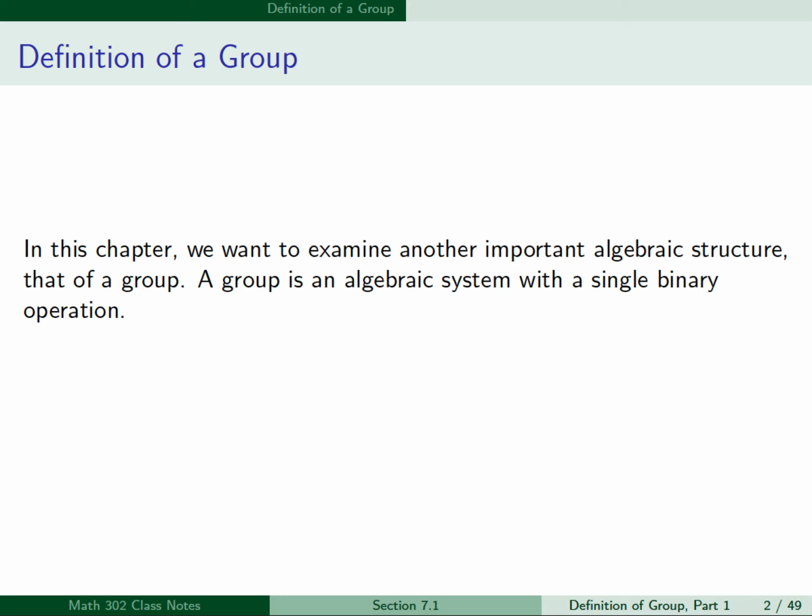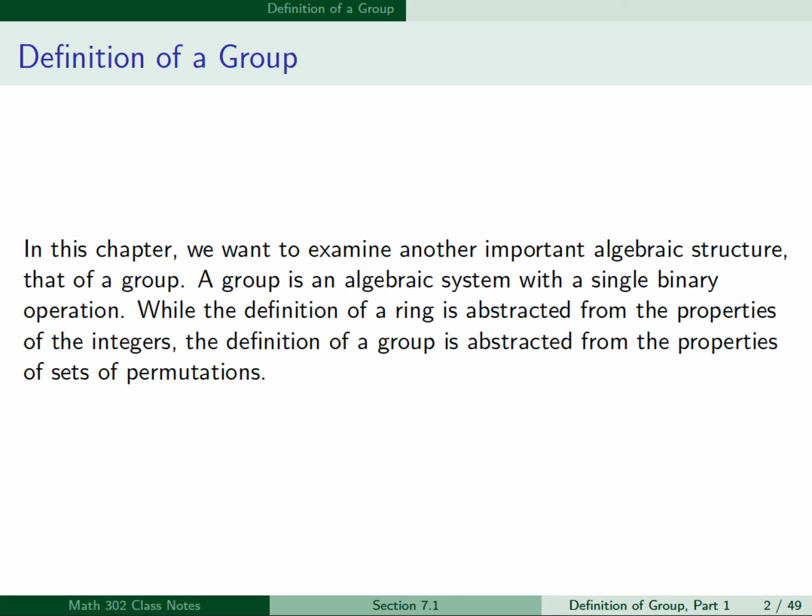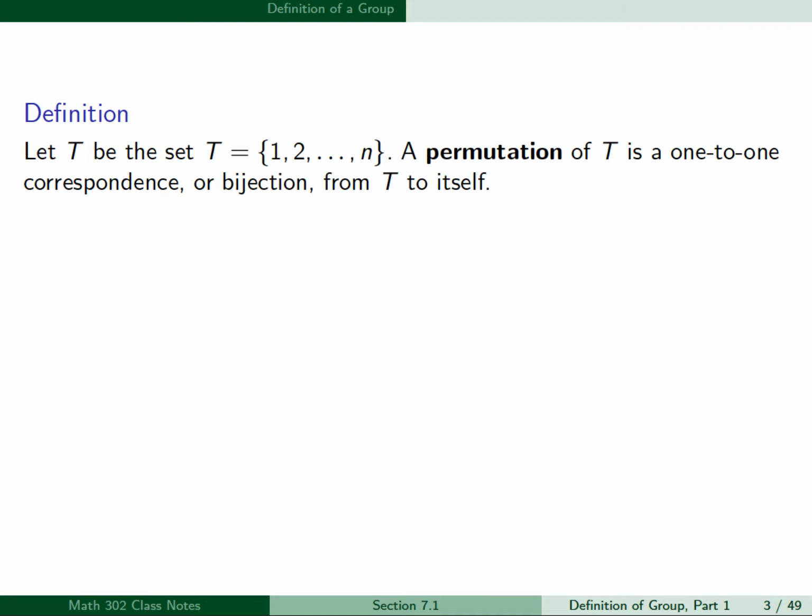A group is an algebraic system with a single binary operation. While the definition of a ring is abstracted from the properties of the integers, the definition of a group is abstracted from the properties of sets of permutations. So we'll start with the definition of a permutation. Let T be the set consisting of the integers 1, 2, up through n. A permutation of T is a one-to-one correspondence or bijection from T to itself.